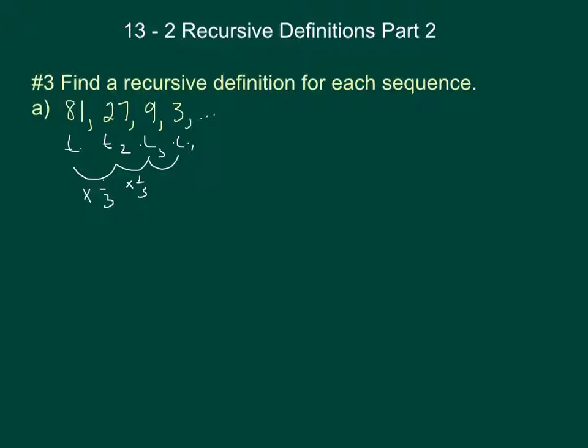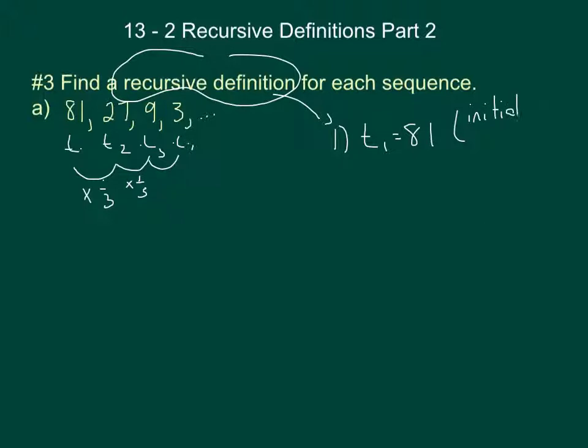But I asked you to write a recursive definition. And remember, a recursive definition has two components. If you don't have both components, then you don't have a recursive definition. You need the initial condition, which is the first term. You have to know where the sequence began. In this case, it's 81. Again, that's called the initial condition. And then you need a recursion equation. To find any nth term, you simply take 1/3 times the previous term.